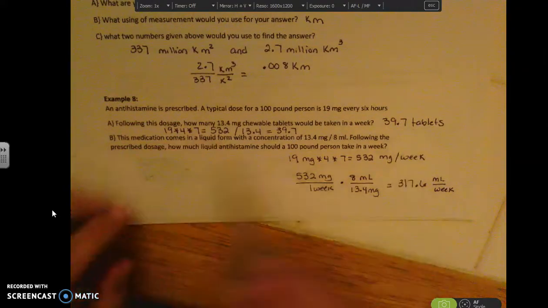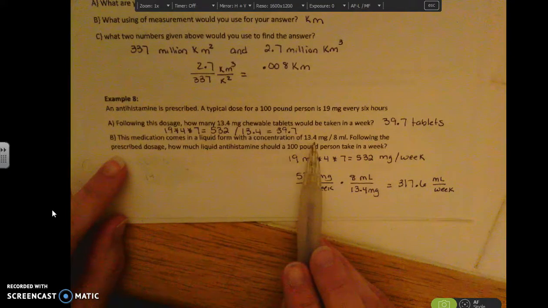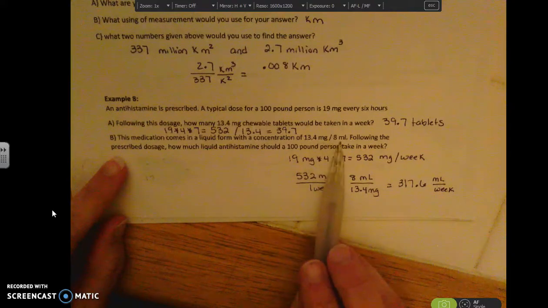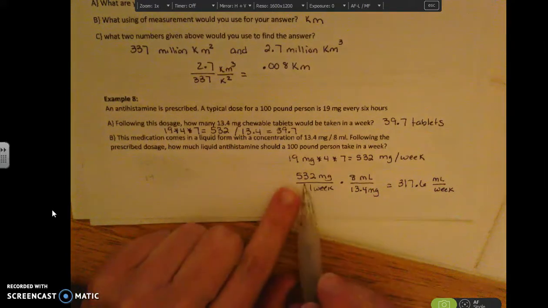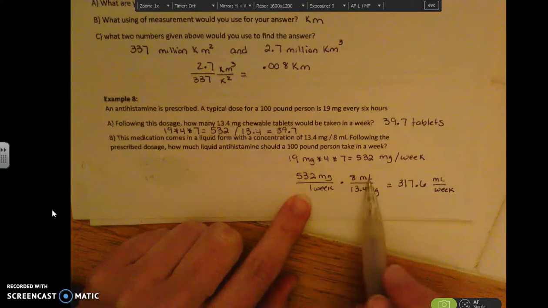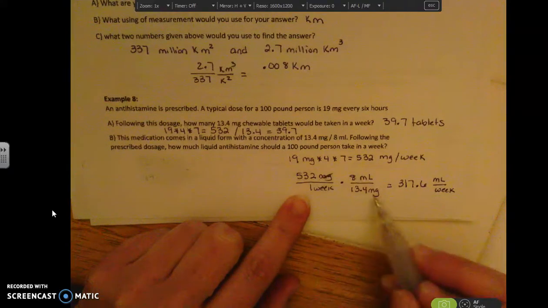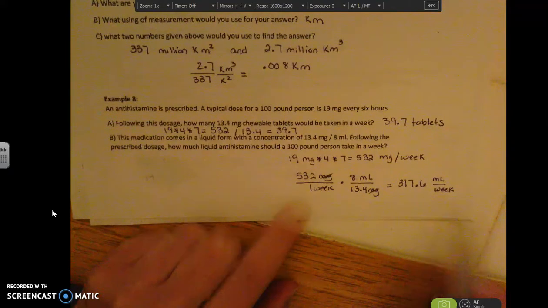So this medication also comes in a liquid form, and the concentration is 13.4 milligrams for every 8 milliliters. So how many milliliters would I have to take in a week? So 532 milligrams per 1 week, and 8 milliliters for 13.4 milligrams. Again, milligrams cancels out, and I would be left with 317.6 milliliters per week in order to get the correct dosage.